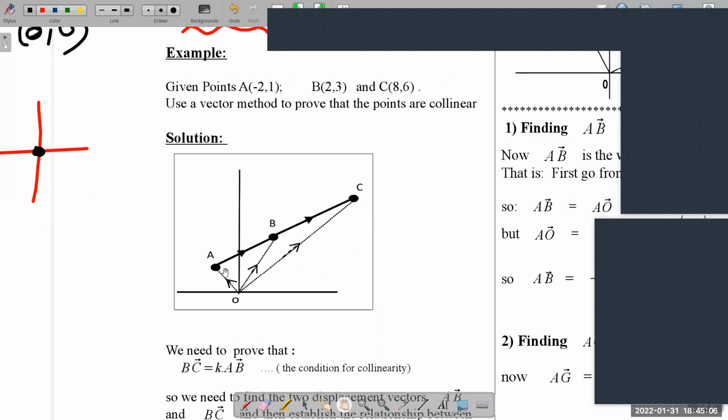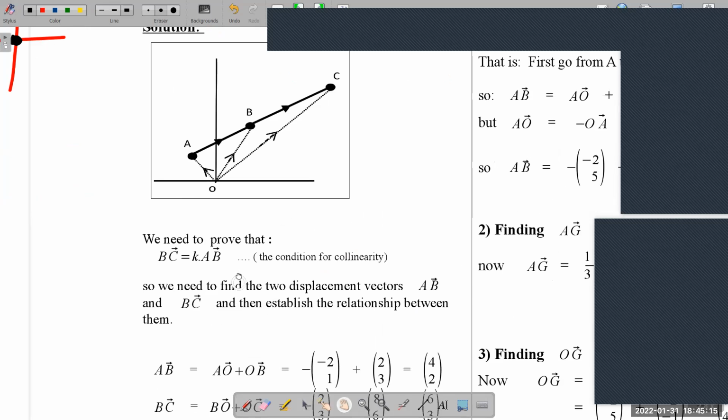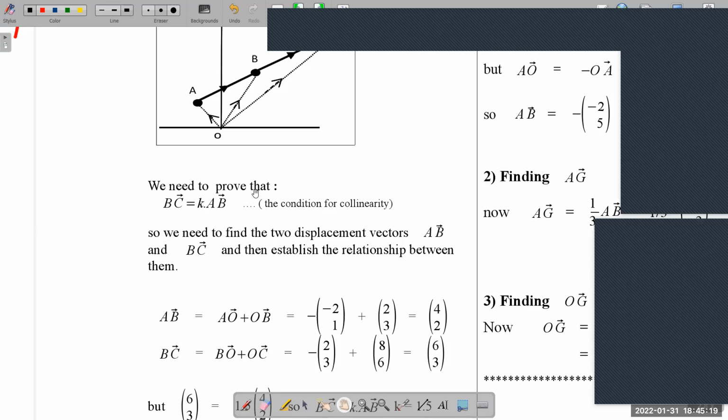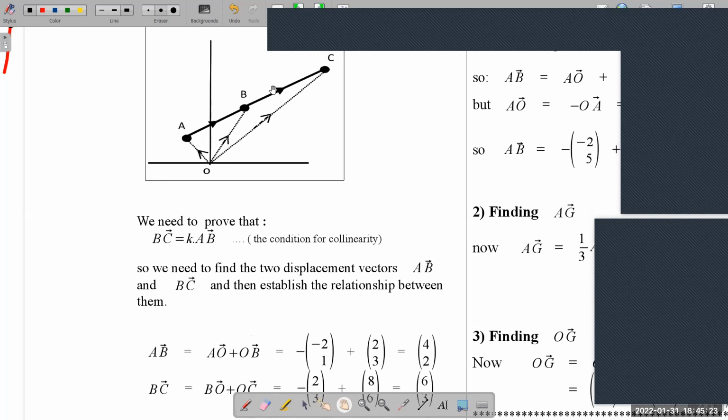So let's go. We want to prove that all 3 points are on the same line. So let's plot the points. That's what they did here. It's just a quick sketch. But this is what you really need to learn and understand. We need to prove that BC, let's look at what BC is. BC and AB are parallel.